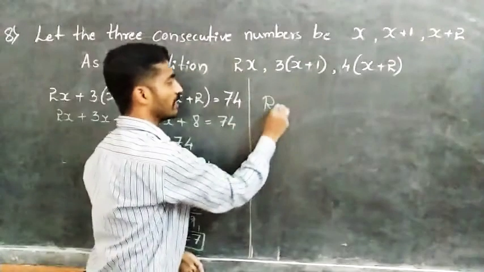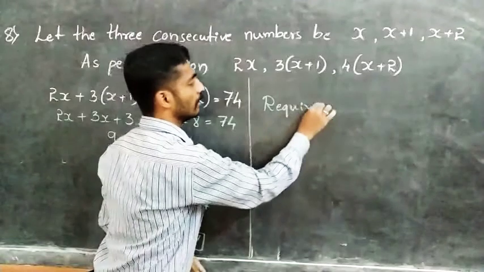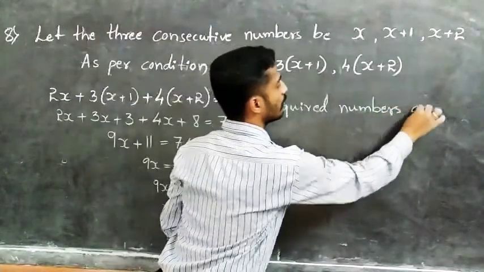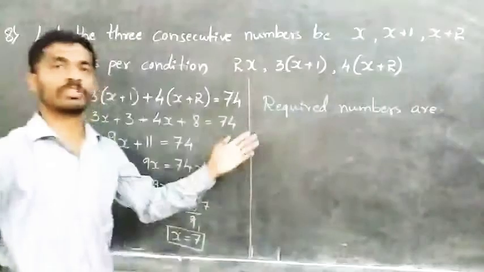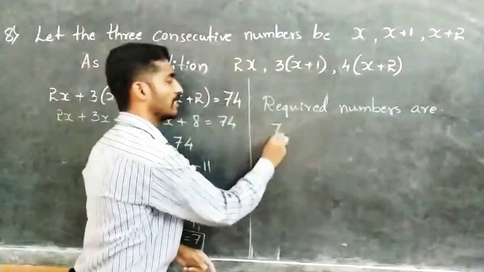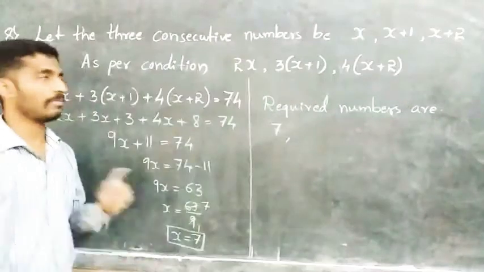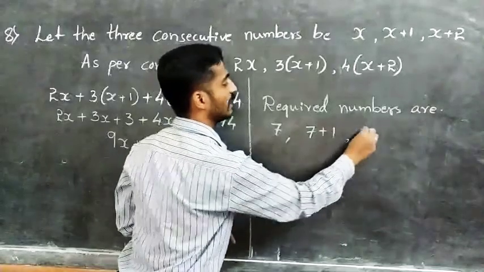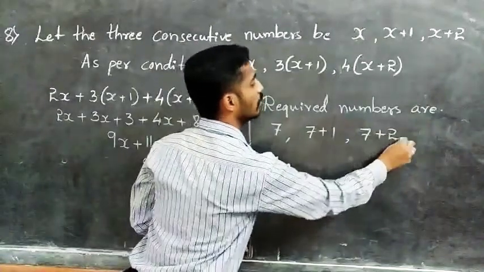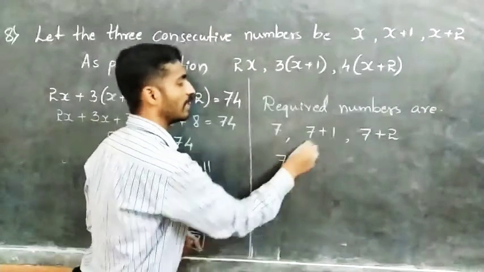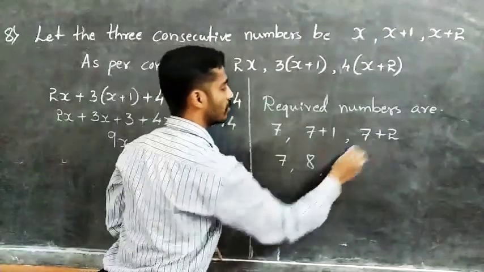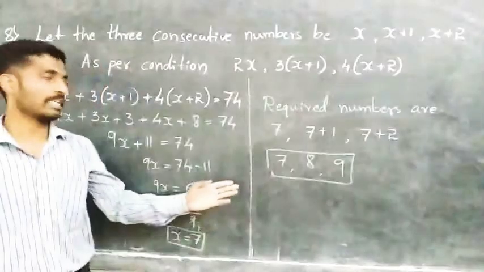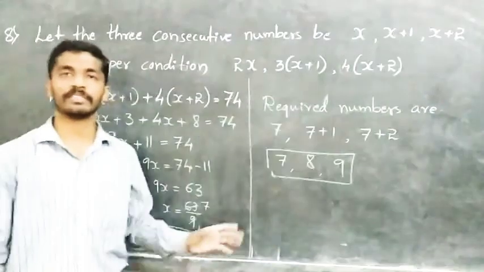So what are the required numbers? First one is 7, because x equal to 7. Next, x plus 1 means 7 plus 1. Next is 7 plus 2. So it will be 7, 7 plus 1 will be 8, 7 plus 2 will be 9. So our required numbers are 7, 8, 9. This is our answer.